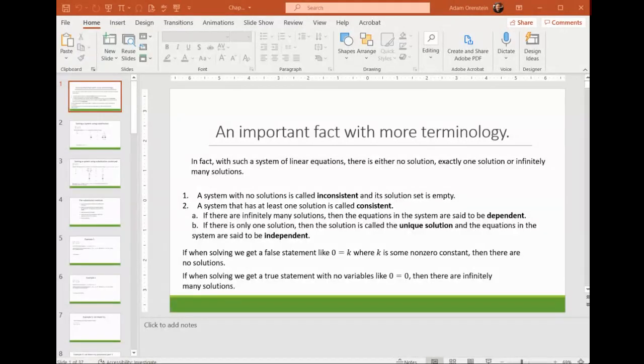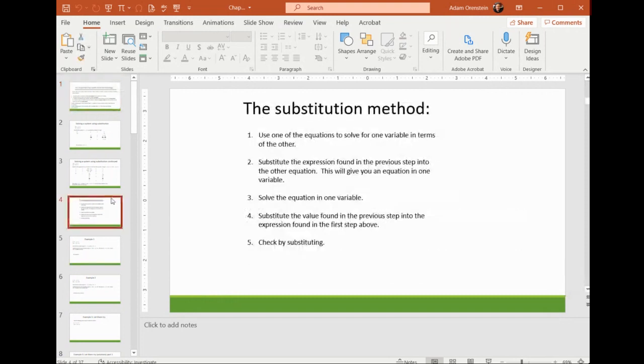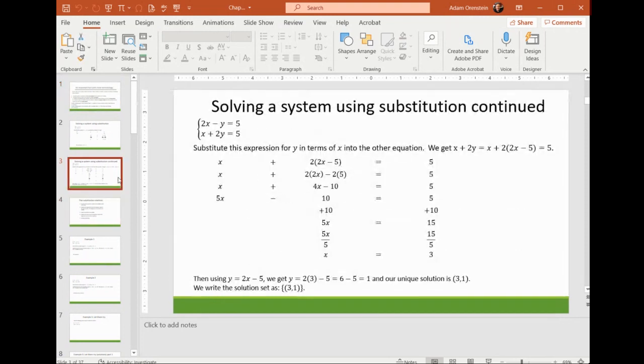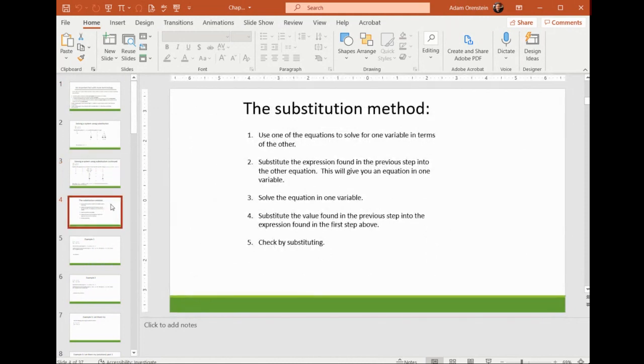I think we got past this last time. This is just the vocabulary associated with solving a system of linear equations. If I remember correctly, I think we actually got up to the substitution method. Okay. So if I remember correctly, this is what we got up to. If I'm wrong, somebody say something.